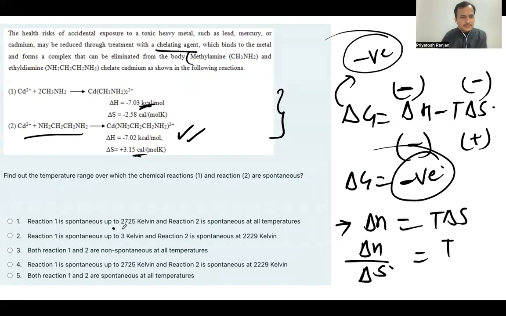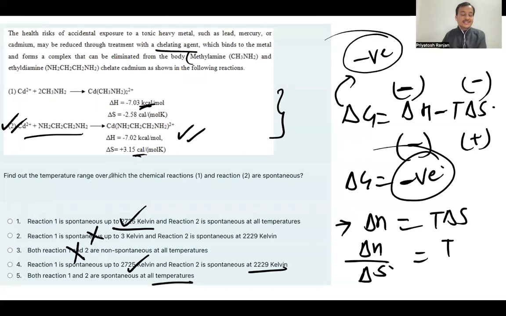Reaction one is spontaneous up to 2725 Kelvin. Seems correct. Reaction 1 and 2 are non-spontaneous at all temperatures. Wrong, not at all. Reaction 2 is always going to be spontaneous. Reaction 1 is spontaneous up to 2725 Kelvin. True. And reaction 2 is spontaneous at 2229? No. By looking at these values, I can tell you that this reaction is going to be spontaneous at all temperatures. Both reaction 1 and 2 are spontaneous at all temperatures. False. So the correct option is going to be 1.